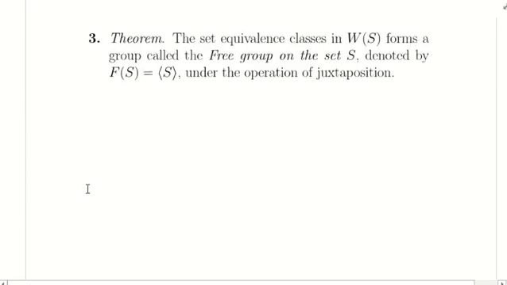Anyway, here's a theorem. We have a well-defined equivalence of words, and if that's all we use to determine difference between elements in this set, what we can do is add a multiplication called juxtaposition, and that defines a group called the free group. Also, F(S) is sometimes how we write the free group, but also our familiar angle brackets.